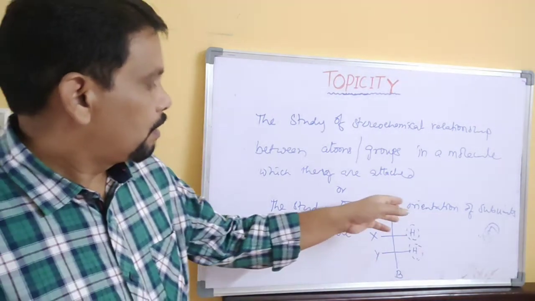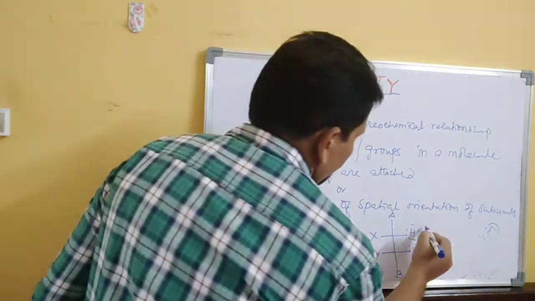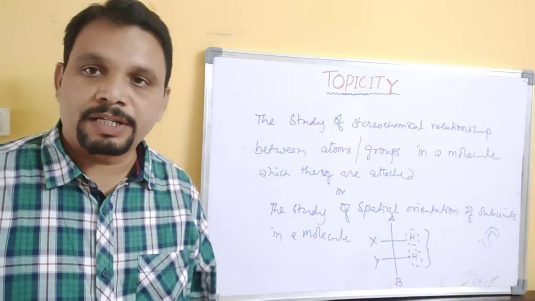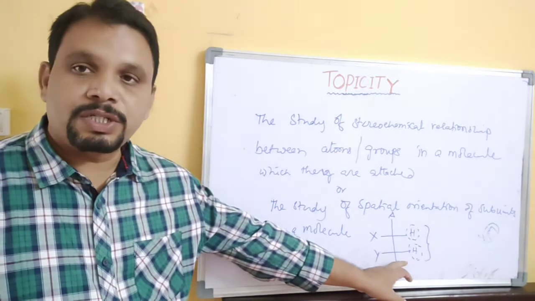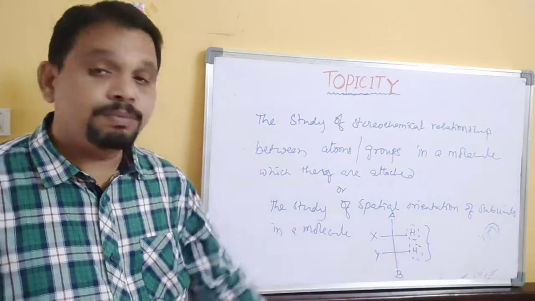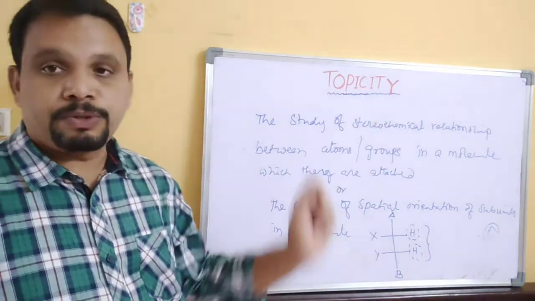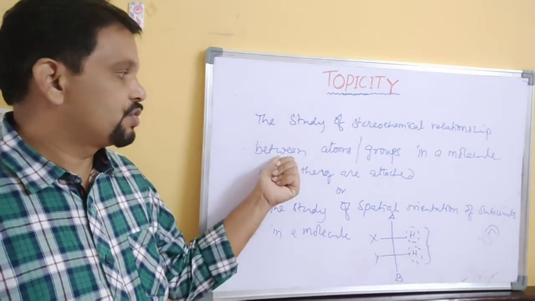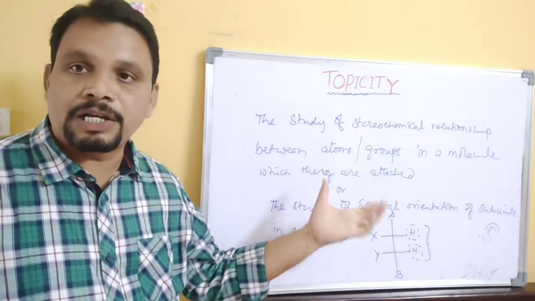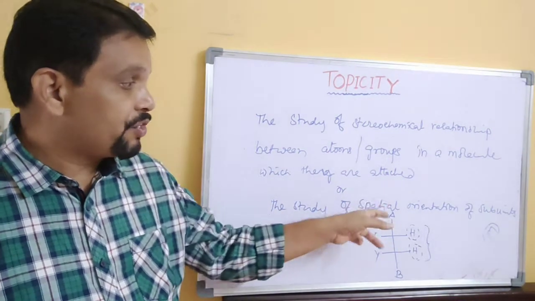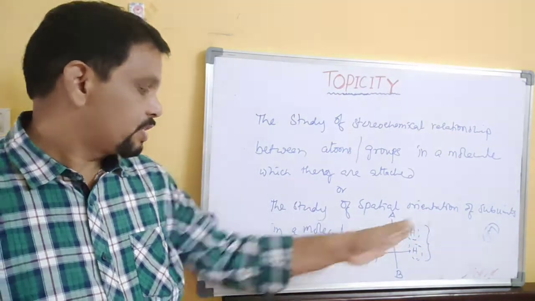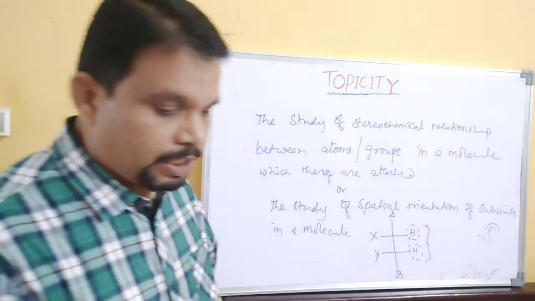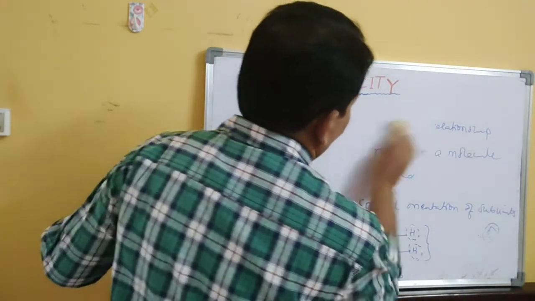In topicity, we are going to find out the relationship between these two hydrogens, for example. Their stereochemical relationship we will study in topicity. So topicity is the study of the stereochemical relationship between atoms or groups in a molecule to which they are attached, or the study of the spatial orientation of subunits. Subunits are nothing but atoms or groups in that molecule. That is the definition of topicity.